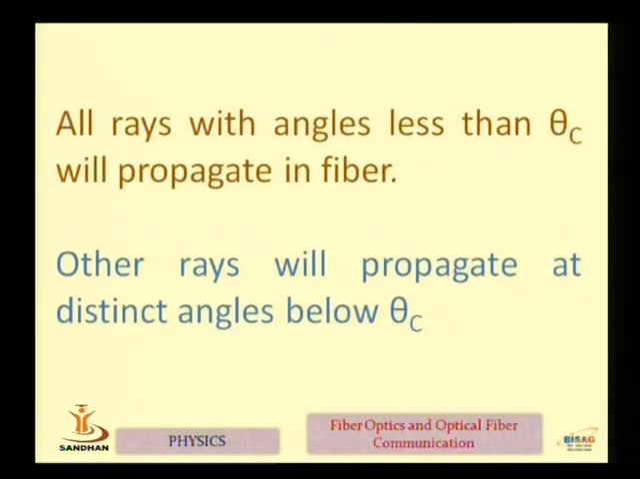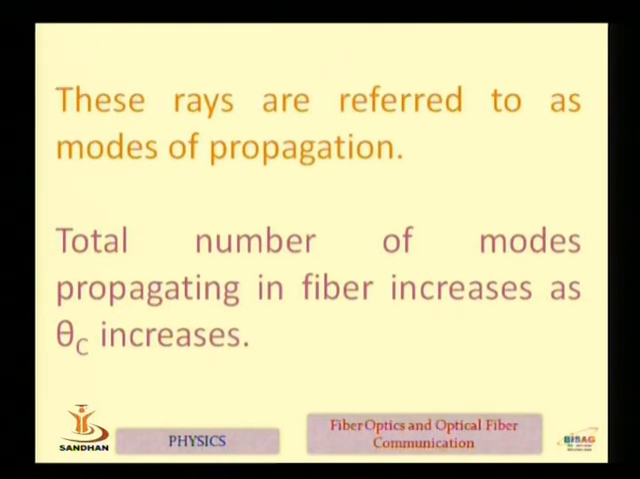All rays with an angle less than the critical angle will propagate in the fiber. Other rays will propagate at distinct angles below the critical angle. These rays are referred to as the modes of propagation. The total number of modes propagating in a fiber increases as the critical angle increases.